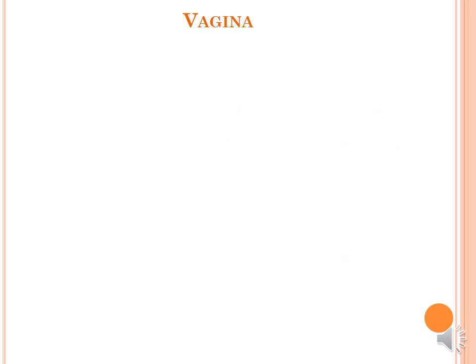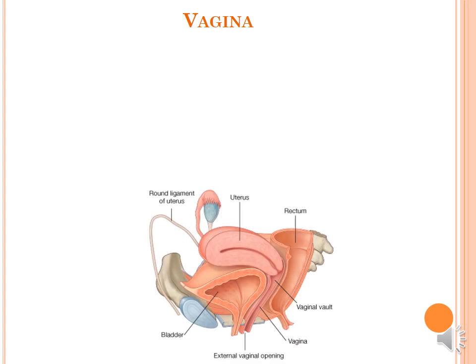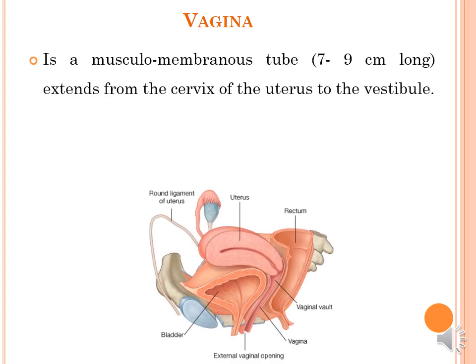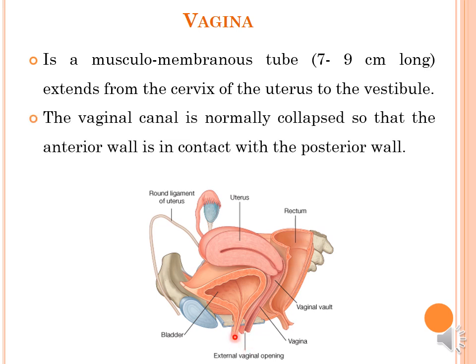The last part of the internal female genital organs is the vagina, which is a musculo-membranous tube about 7 to 9 centimeters in length. It extends from the uterus to the vestibule. It has two walls, the anterior wall and the posterior wall.